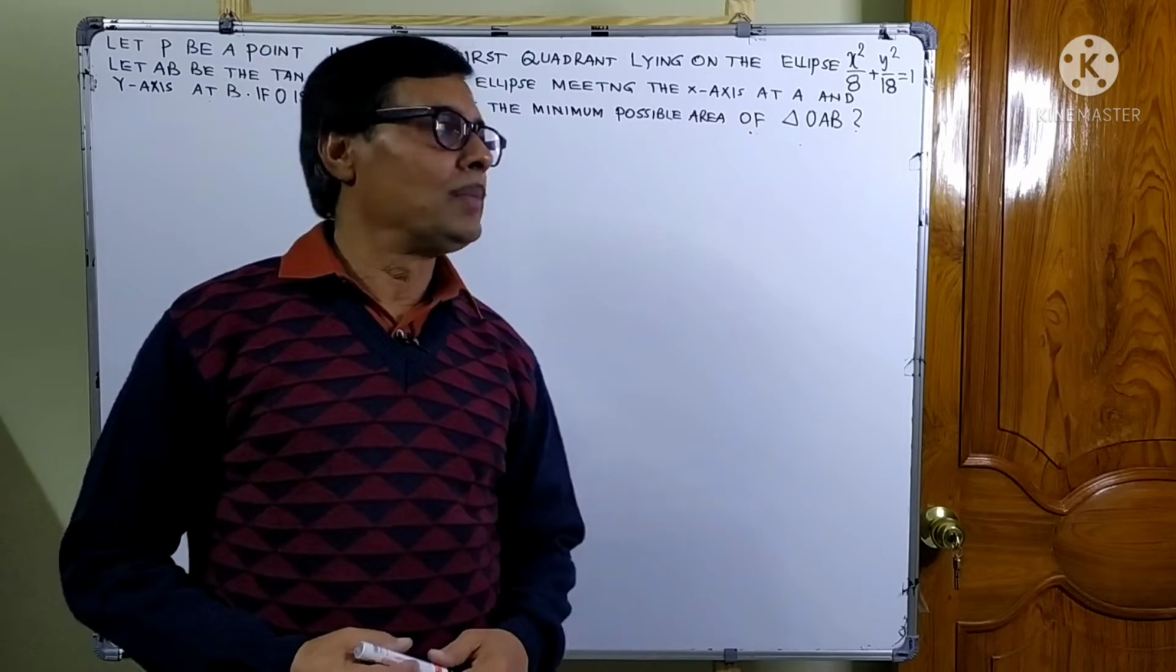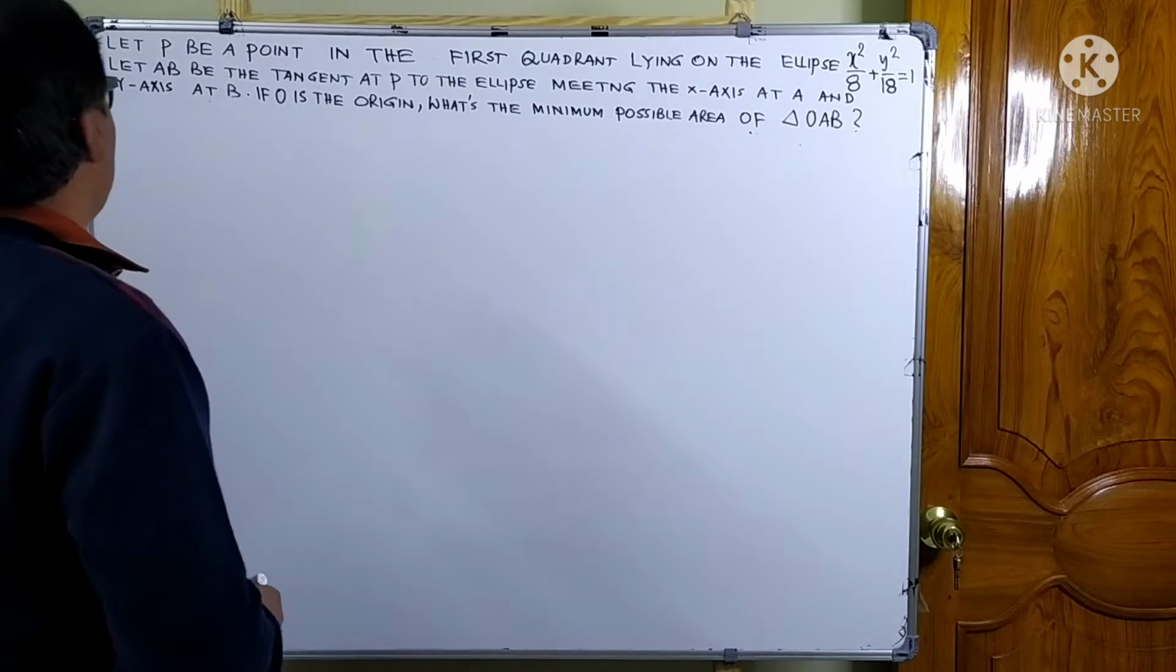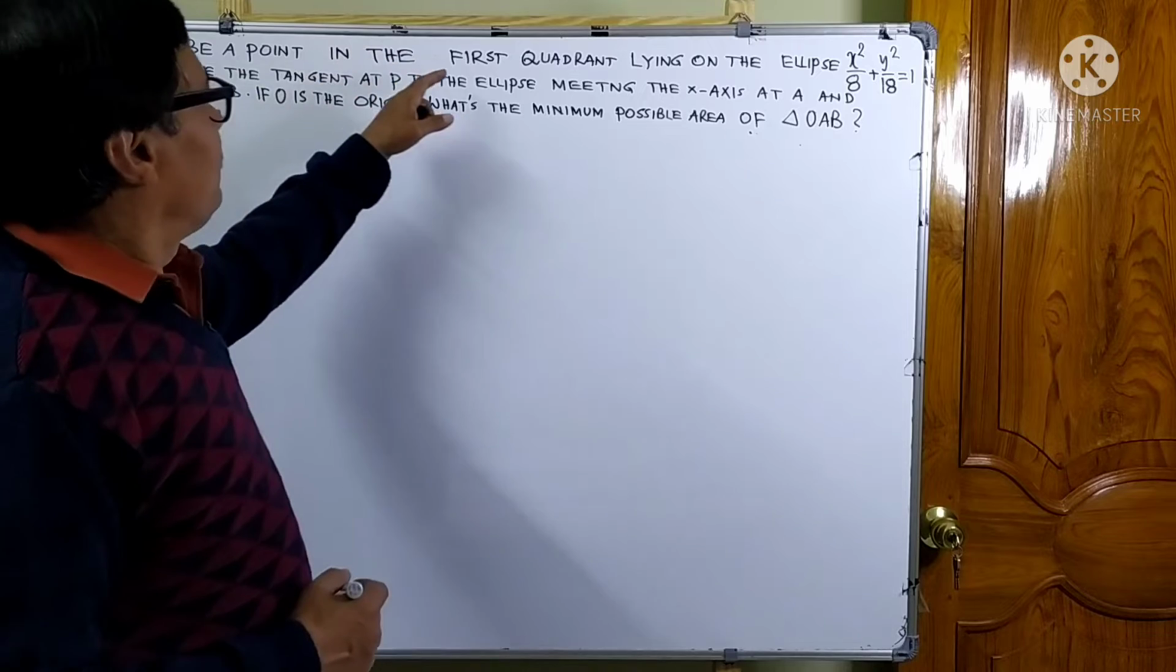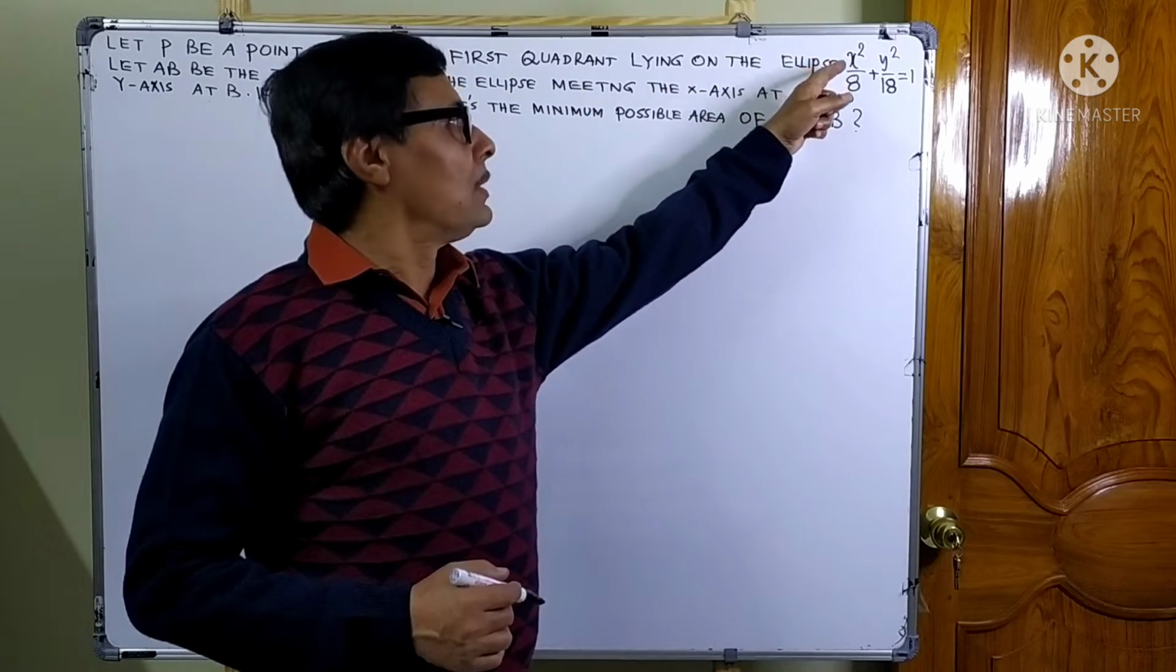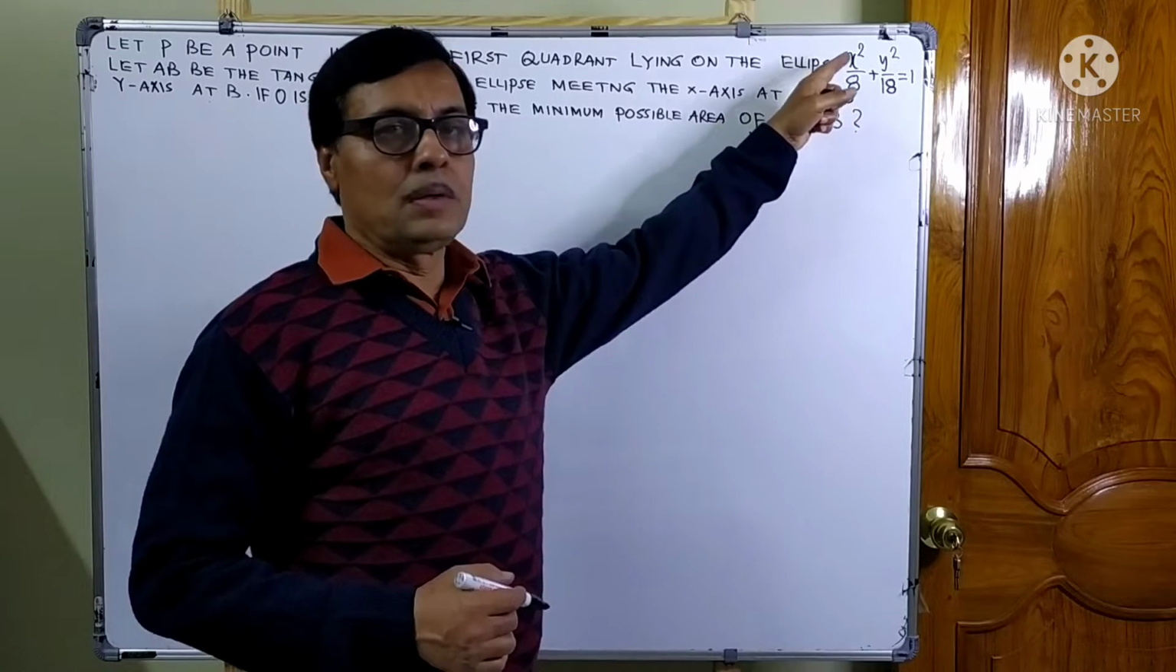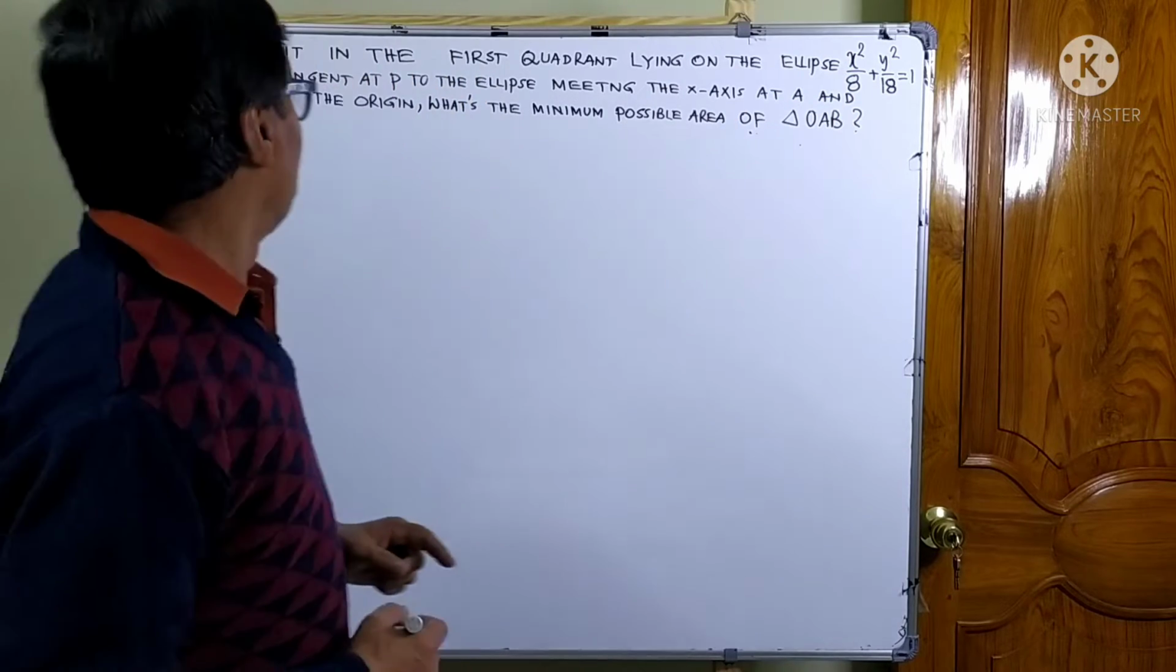This is the problem, we have to solve it. Here, let P be a point in the first quadrant lying on the ellipse whose equation is given as x square over 8 plus y square over 18 equal to 1.